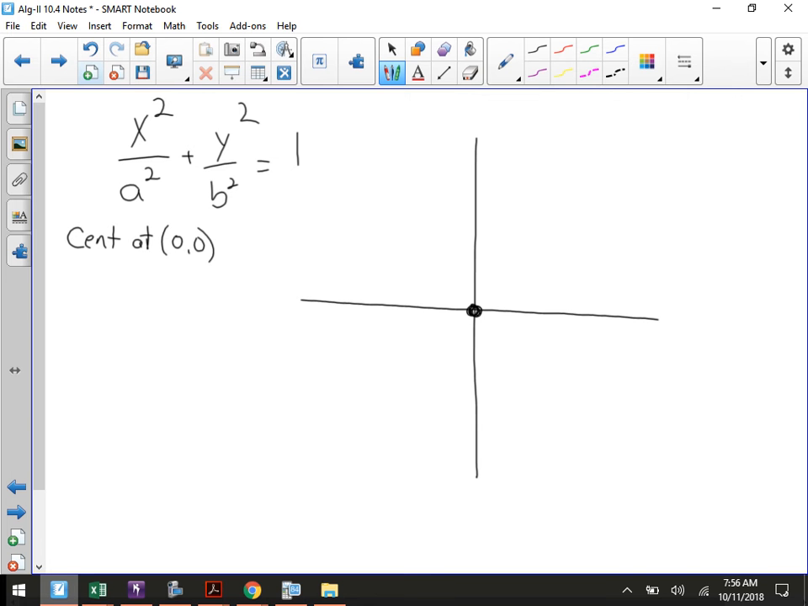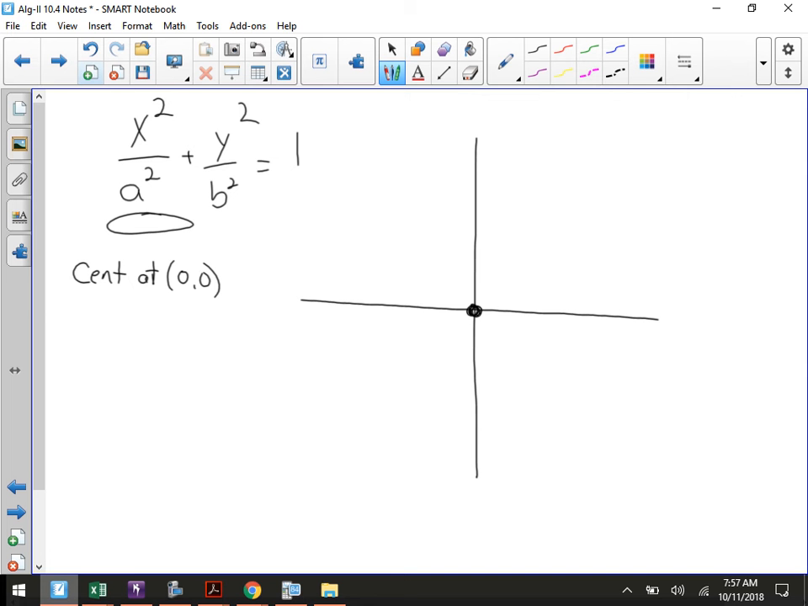Everything's going to be centered at the origin today. Whenever you have an a squared, the larger of the two, underneath the x, on the x side, what I want you to do right away, as soon as you notice that, is draw a little picture that's being stretched right and left.